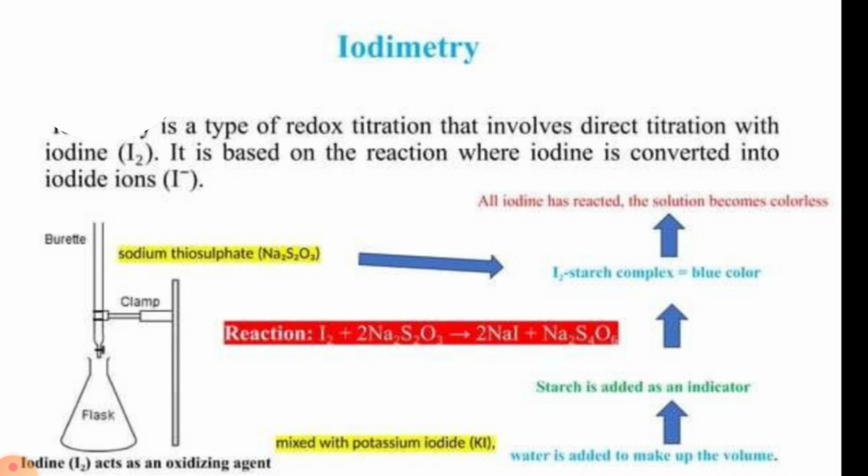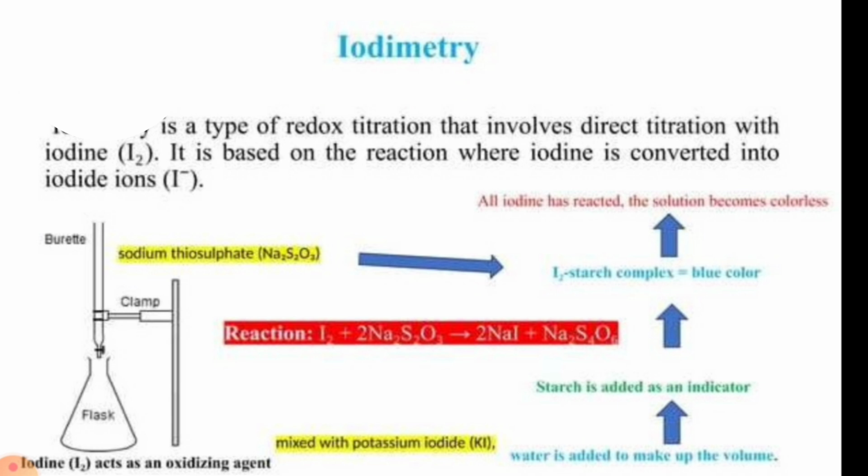First is iodometry. Iodometry is a type of redox titration that involves direct titration with iodine, I2. It is based on reactions where iodine is converted into iodide ion, that is I negative. Iodine, I2, is converted into I minus 1.